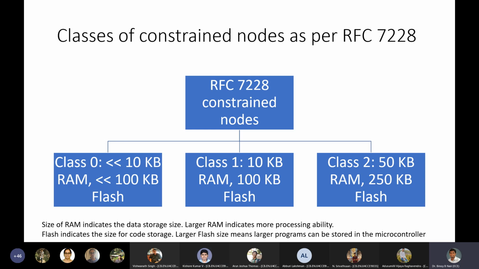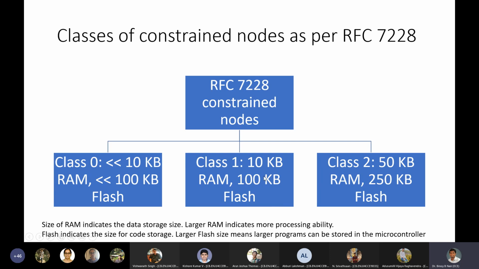Yes, sir. So these are the 3 different classes of constrained nodes that RFC 7228 talks about. So you have class 0, class 1, and class 2. So you have RAM sizes varying between, this actually means much less than 10 KB. Okay, so very small processing. So class 1 has up to 10K, class 2 has got up to 50K, and flash will be of different sizes, 100, 250, and so on. So you have very highly constrained nodes as class 0.